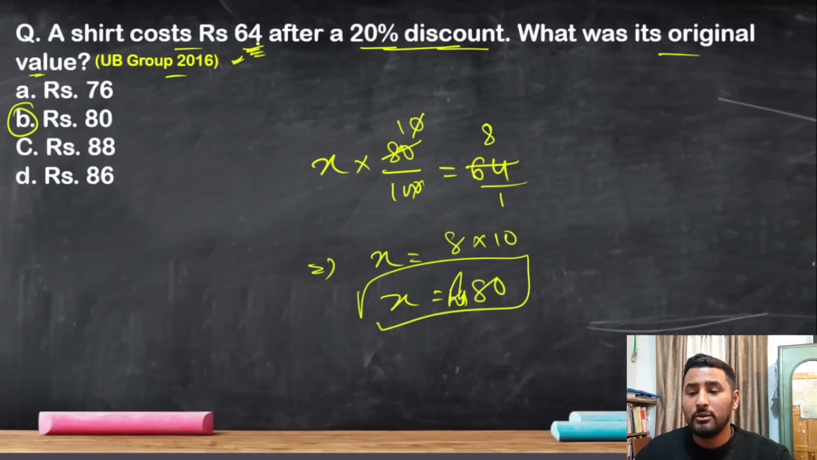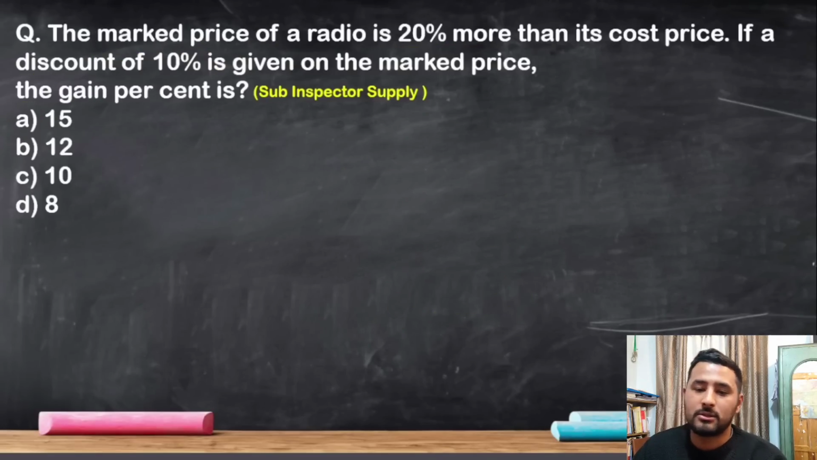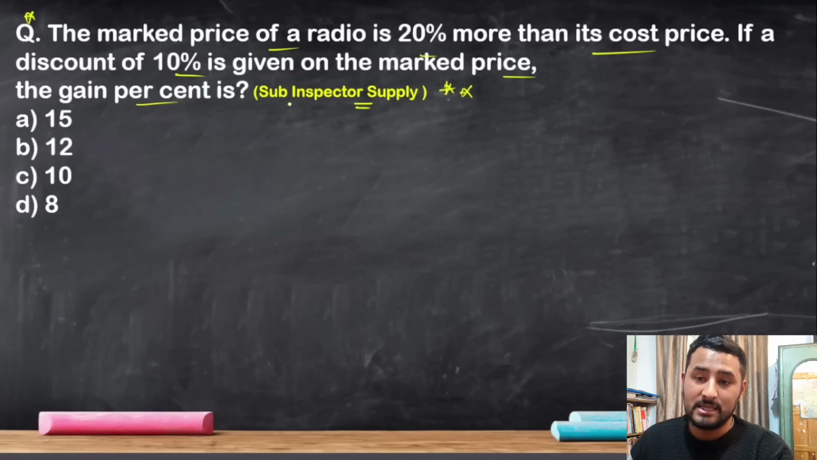When you get this type of question, you should take the original value as X. Then in X you should see how much discount is given. You should multiply that discount percent and equate it to the amount they have already given. Okay, let's go next. The mark price of a radio is 20% more than its cost price. If a discount of 10% is given on the mark price, find the gain percent. This was a question from MPSC sub-inspector of supply.